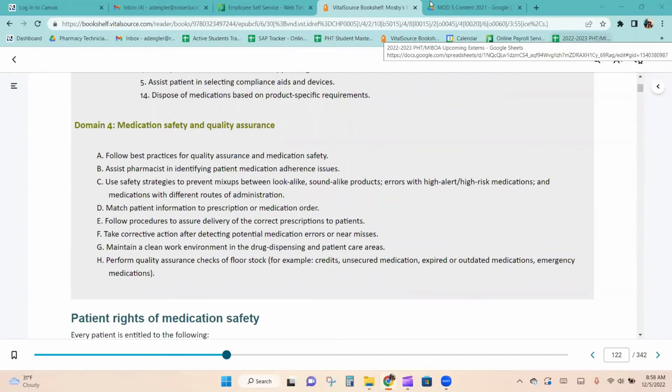Domain 4, medication safety and quality assurance. So follow best practices for quality assurance and medication safety, assist the pharmacist in identifying patient medication adherence issues, use safety strategies to prevent mix-ups between look-alike, sound-alike products, errors with high alert, high-risk medications, and medications with different routes of administration, match patient information to prescription or medication order, follow procedures to assure delivery of the correct prescriptions to patients, take corrective action after detecting potential medication errors or near misses, maintain a clean work environment in the drug dispensing and patient care areas, and perform quality assurance checks of floor stock.